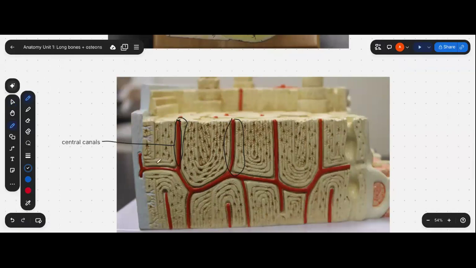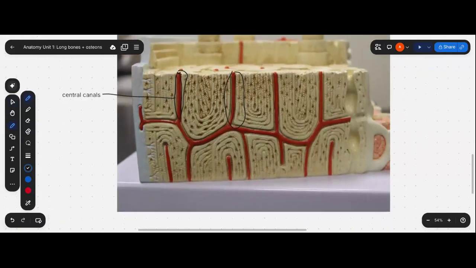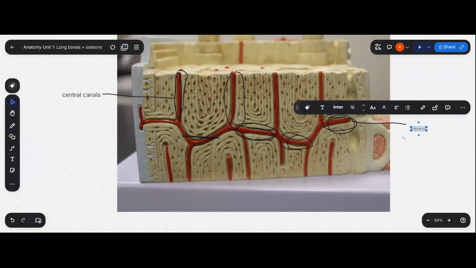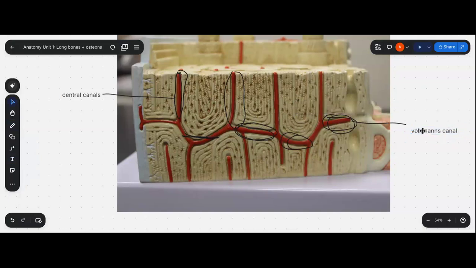Next, you are going to have your Volkmann's canals. The Volkmann's canals are the ones that are running horizontally. So that one over there, this is also a Volkmann's canal. This is one over here, and then on the very end over here, that is a Volkmann's canal. Within these canals, both the central and the Volkmann's, you are going to have blood vessels, lymphatic vessels, and nerves that are running through these canals.